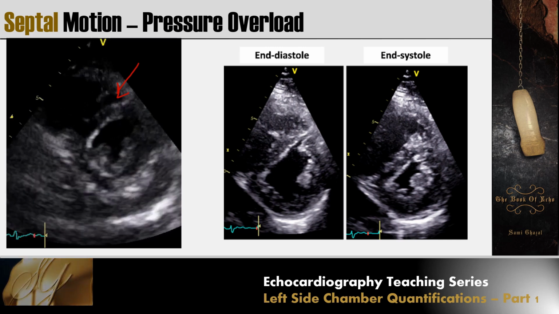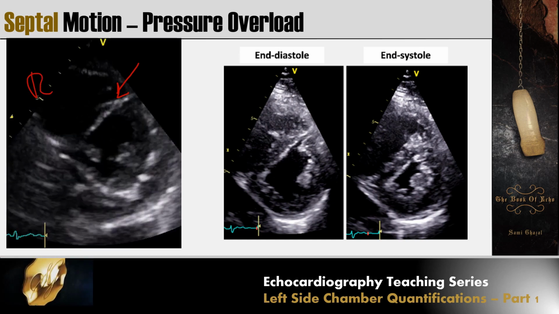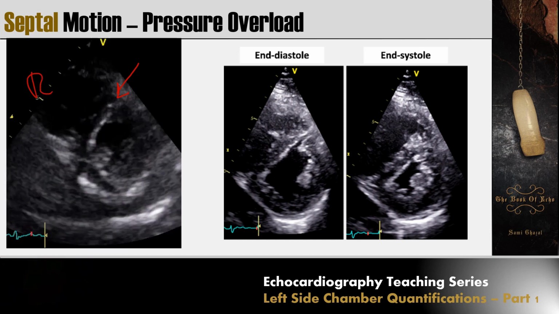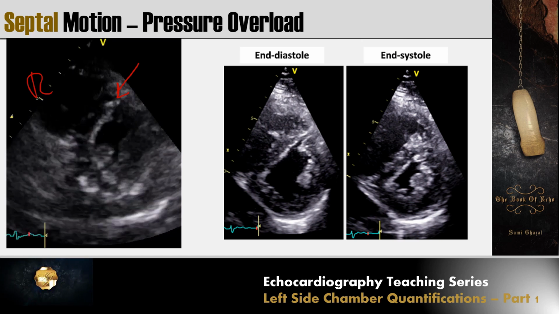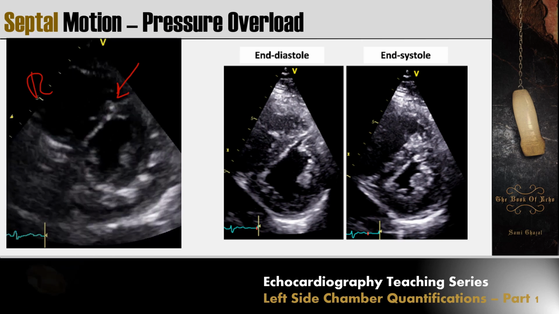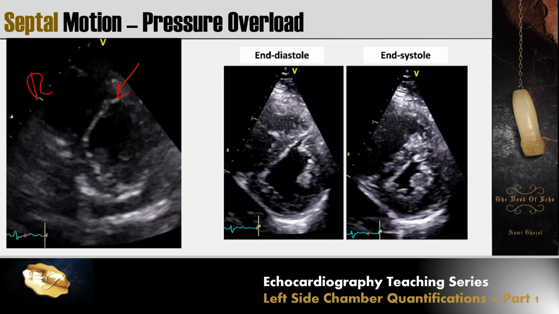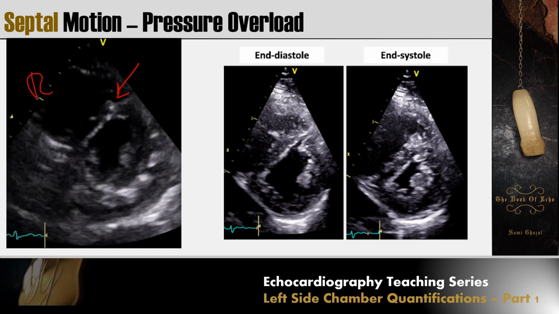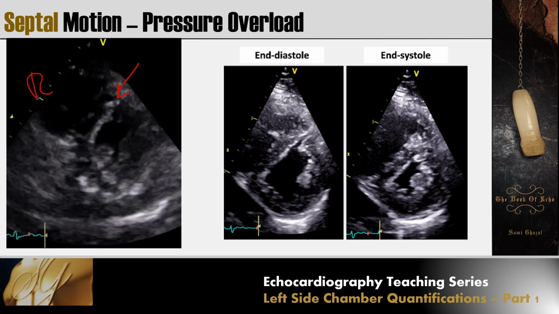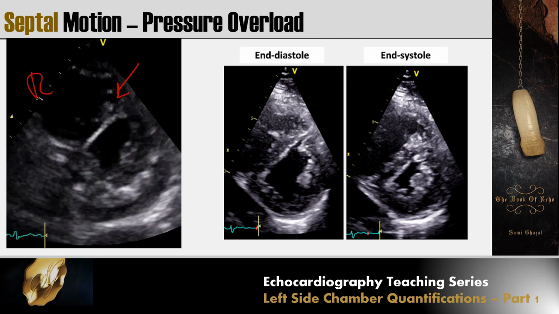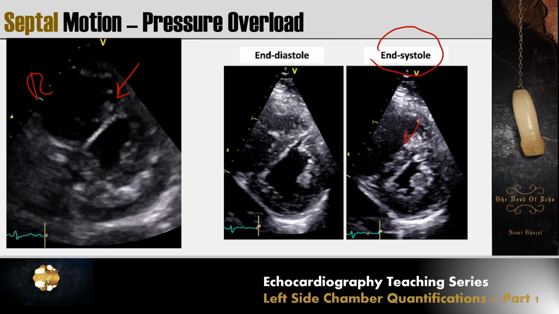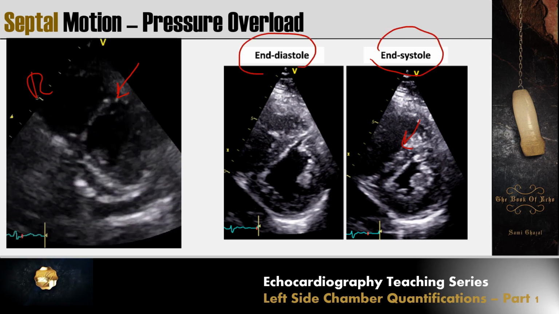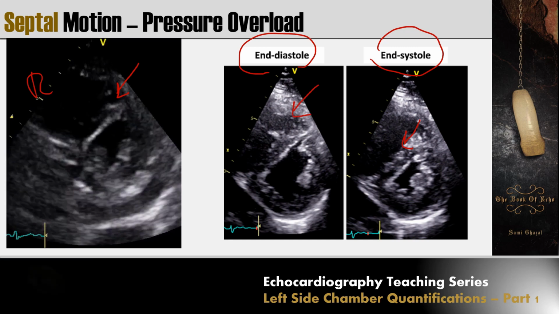So the pressure in the RV exceeds the pressure of the LV, and usually this happens in pulmonary hypertension for any reason, particularly toward the end of systole here. And if you have RV diastolic dysfunction, where the RV diastolic pressure exceeds that of the LV, you will have it both in end systole, septal flattening, as well as end of diastole septal flattening here.